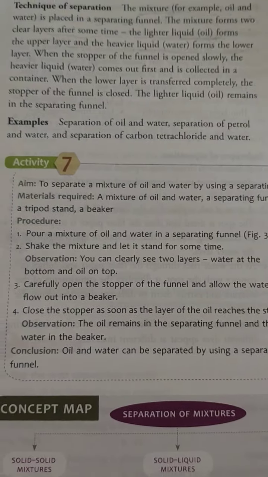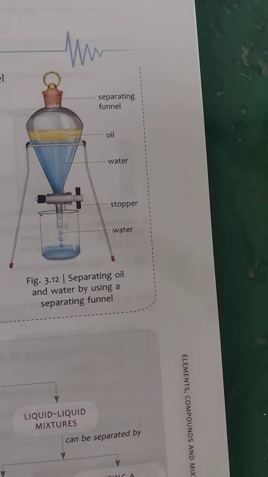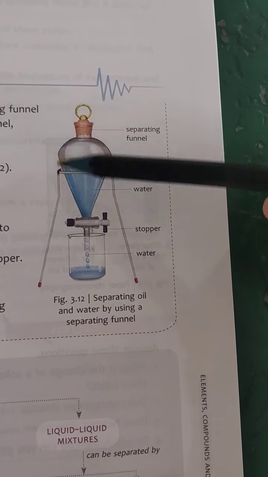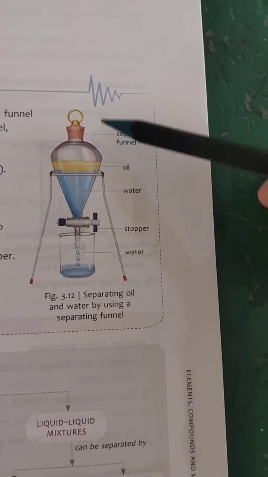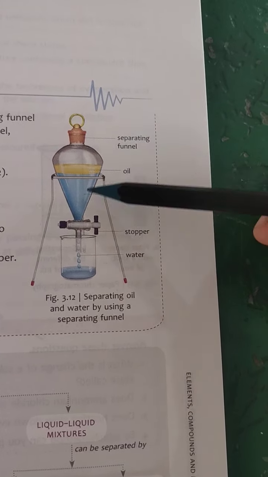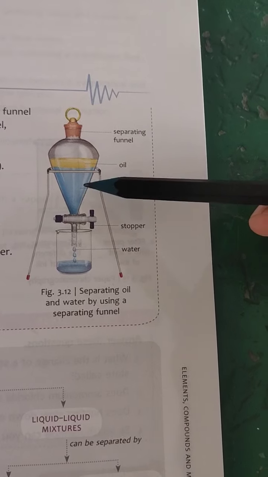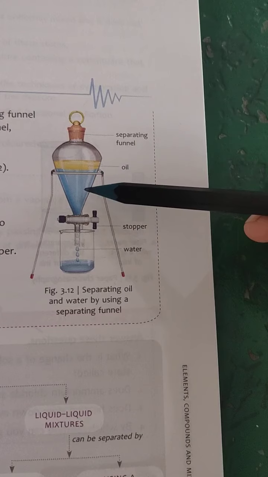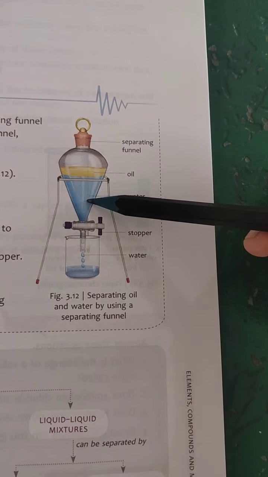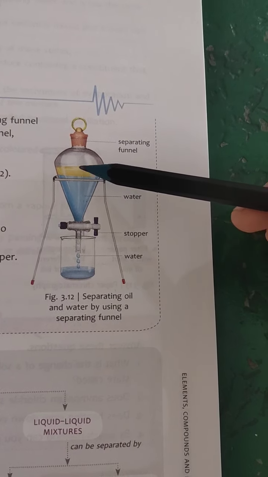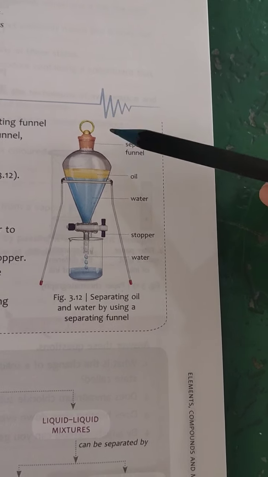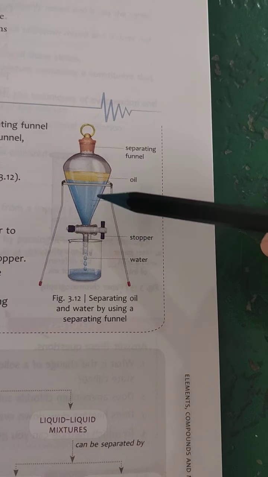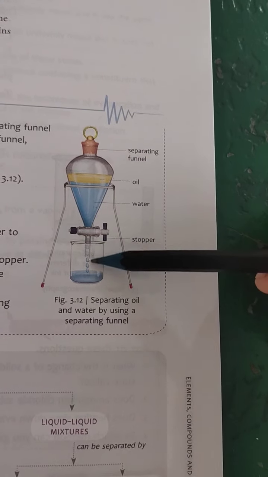How does this happen? You see in this diagram, this is the oil and water separation using a separating funnel. See, this is the separating funnel. When this mixture of oil and water is kept for some time in the separating funnel, they form their own layers because water is heavier than oil. So it is at the lower level and oil is lighter, so it is above the water. When the stopper of the separating funnel is opened, the water comes into this beaker.